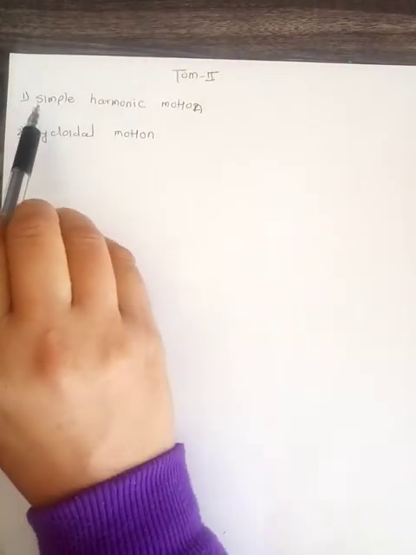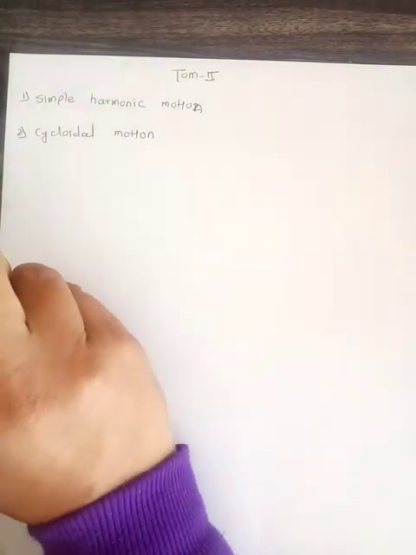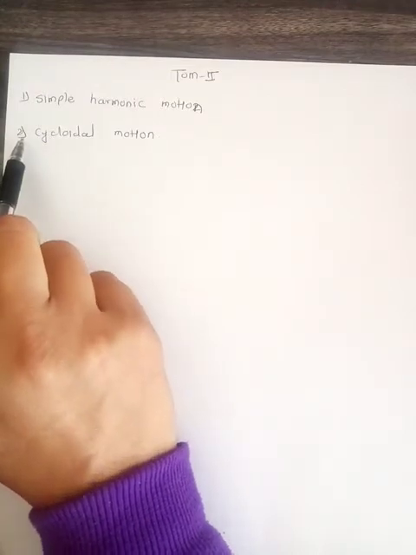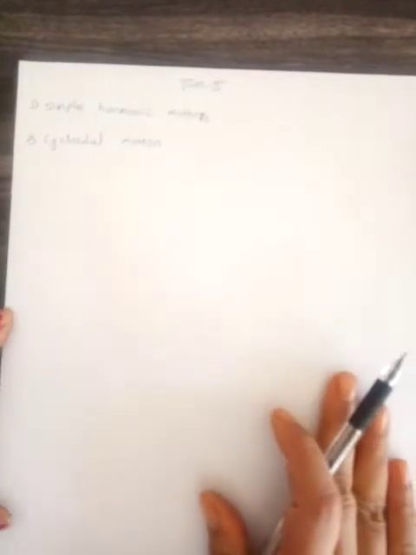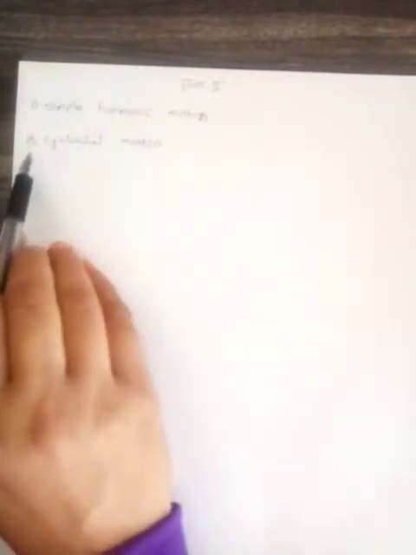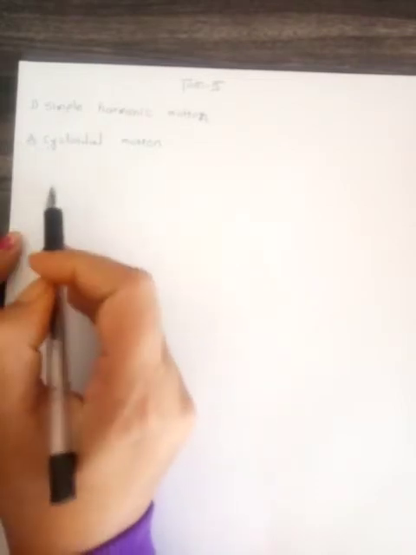In the previous lecture we have seen the simple harmonic motion. In this video we will study the cycloid motion. In the previous lectures we saw uniform velocity, then second is the simple harmonic motion, and third is the cycloid motion. We have studied the follower motion. Then what is the cycloid motion?